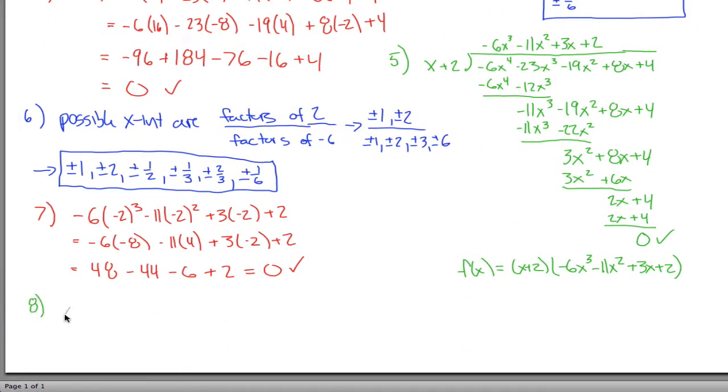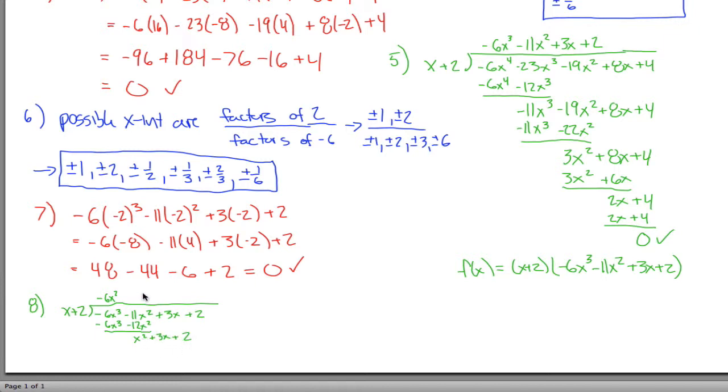Polynomial long division. Do x plus 2 divided into -6x cubed minus 11x squared plus 3x plus 2. To get rid of -6x cubed, I'd put a -6x squared here. That would give me -6x cubed minus 12x squared. And if I subtracted, -11 minus -12 is the same as -11 plus 12. It's just 1x squared plus 3x plus 2.